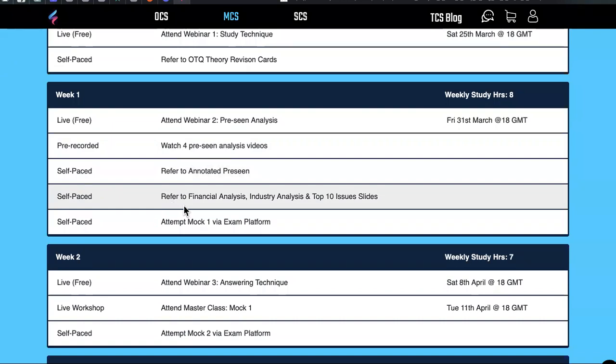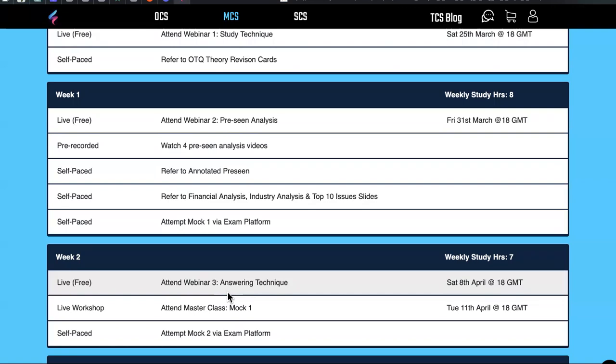You are supposed to refer to the financial analysis, industry analysis, and top 10 issue slides, and attempt mock number 1 via the exam platform. I urge you guys to attempt the first mock before you attend the third webinar, because before I provide you all the tips pertaining to answer planning technique, it's of utmost importance that you do it on your own, according to your own method. Then you are in a position to understand where you stand as a student.